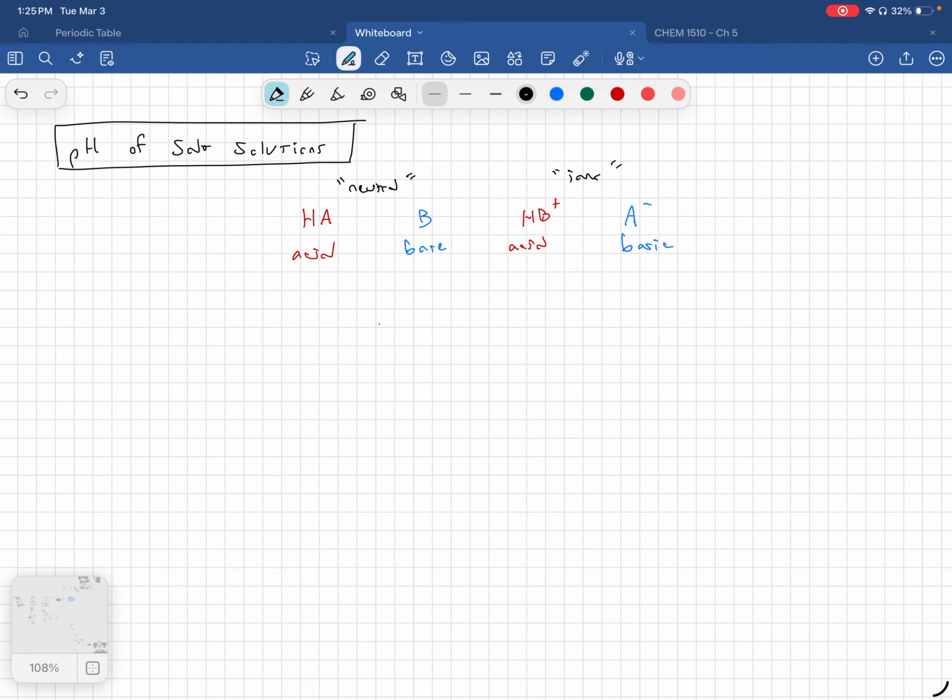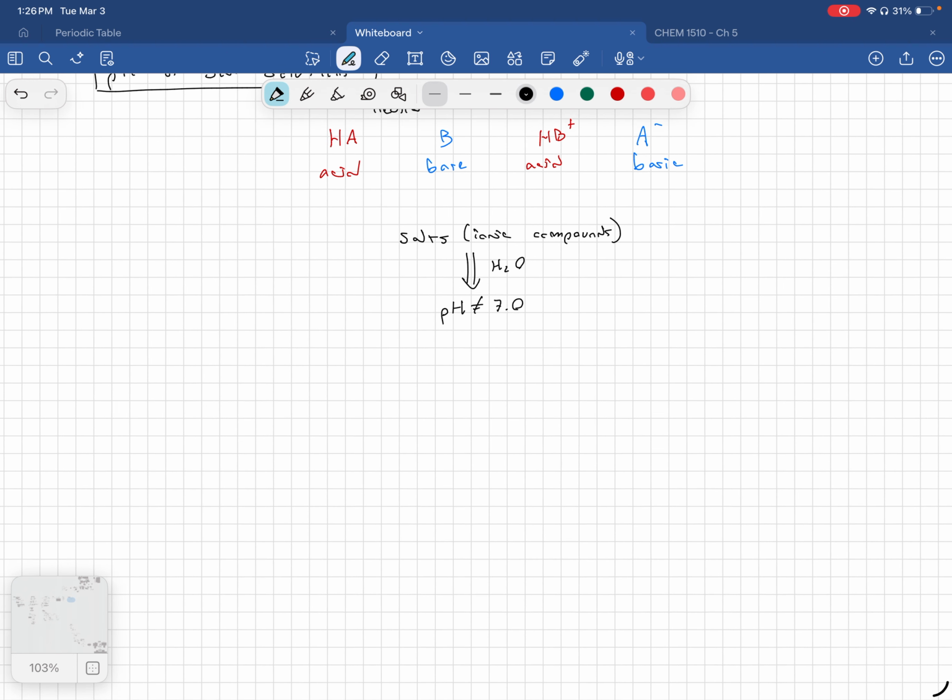So this means we can make salts, thus ionic compounds, that contain an acid and or base, and thus we can have salts that when put in water, the pH will not equal 7. Okay? So let's talk about the scenario where that occurs.